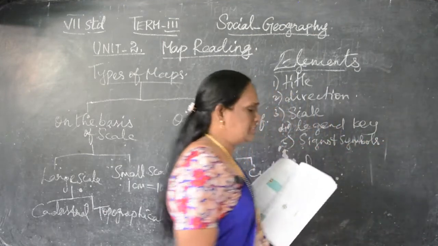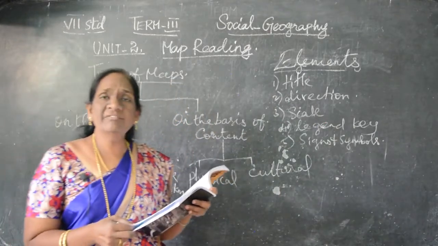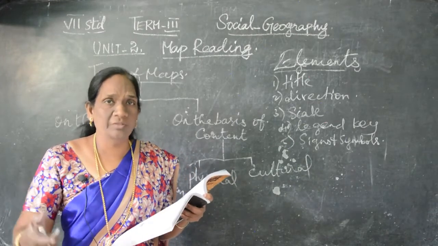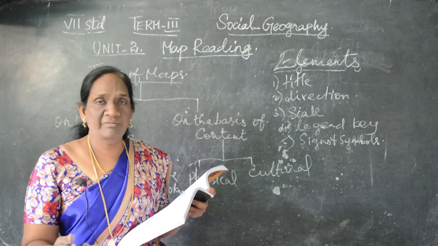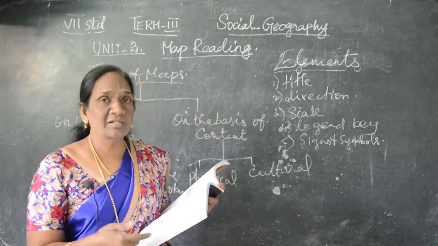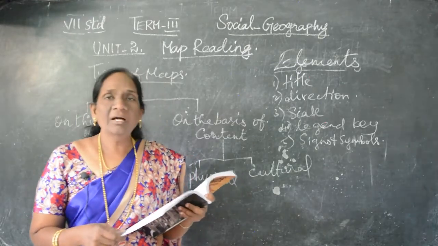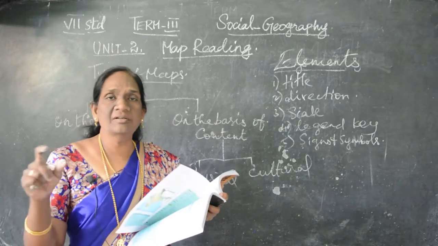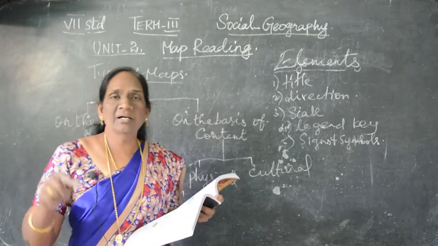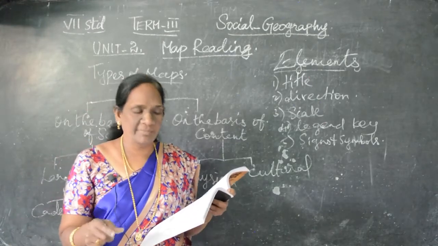So these are the elements of the maps. One by one we'll see. First one, title. Each and every map will have a title. What is it about? Political map, physiography, rivers, districts, crops, soil. For example, if the title says Indian rivers map, it shows all the rivers of India: Ganga, Yamuna, Brahmaputra, Kaveri. Understand, all the rivers we can see from the map.